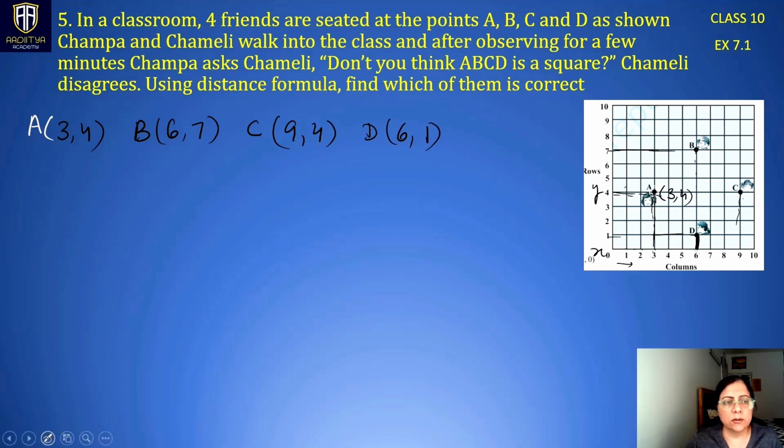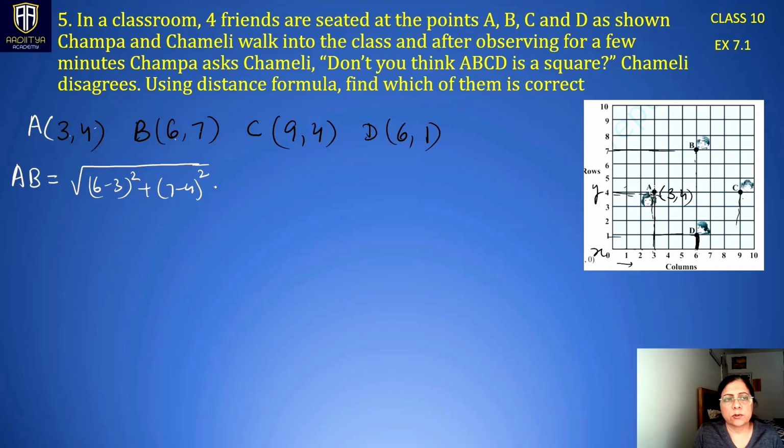So now we have located all the 4 points in terms of their coordinates, and we have to check whether this is a square or not. So we are going to find the distances or lengths of AB, BC, CD and DA. AB is x2, 6 minus 3 whole square, plus y2 minus y1, 7 minus 4 whole square. That is 3 square plus 3 square, this is 9 plus 9, root 18.